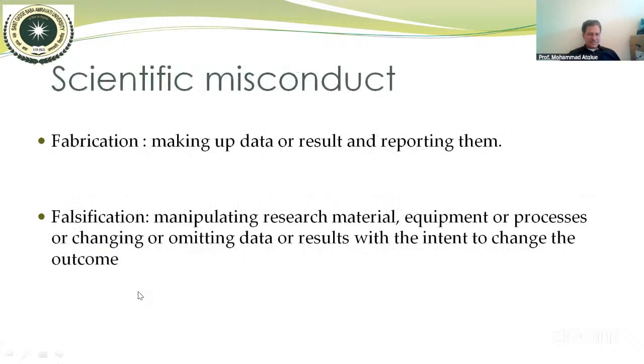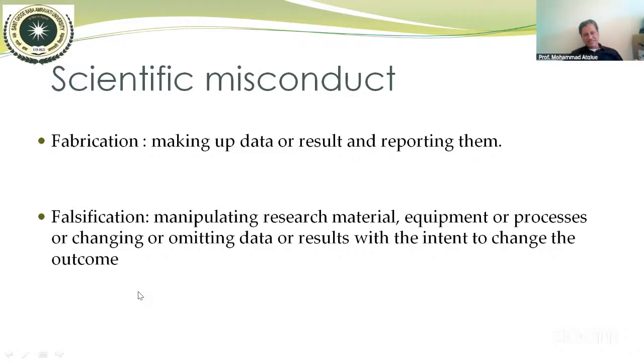Scientific misconduct. There are two categories. One is the fabrication, second is the falsification. What is fabrication? Making up data or results and reporting them. Or many times we used to call it cooking up data. The results are X, you are reporting Y result, so as to get it published. That is again wrong. You are compromising, that comes under scientific misconduct.